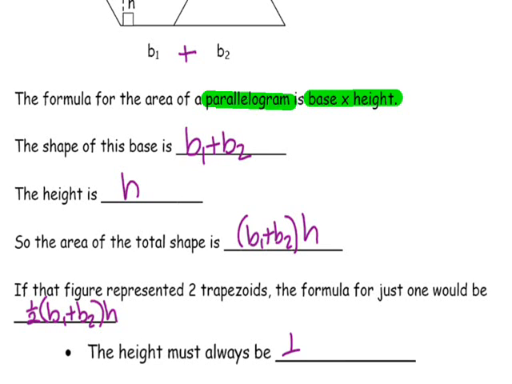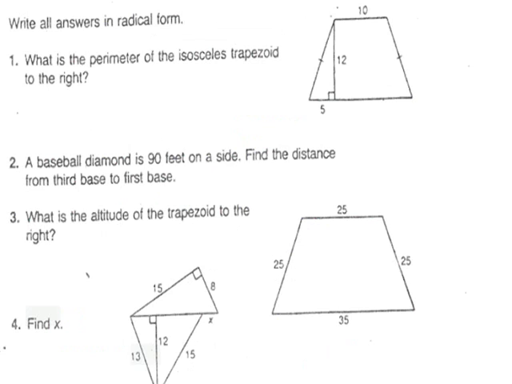The height must always be perpendicular to the base. Just keep that in mind. All right, so now we have some problems. Once again, we're looking for radical form in our answers. This asks, what is the perimeter of the isosceles trapezoid to the right?